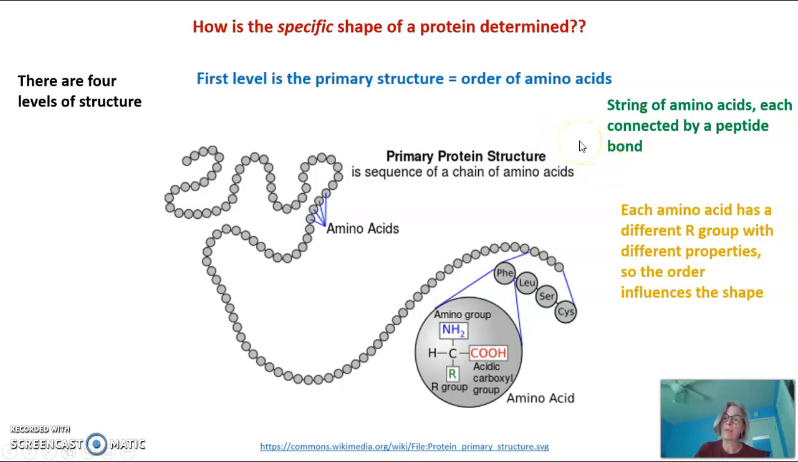Each amino acid differs in its R group. Their R groups have different properties. So the order of amino acids in a protein influences the shape because each amino acid has slightly different chemical properties.